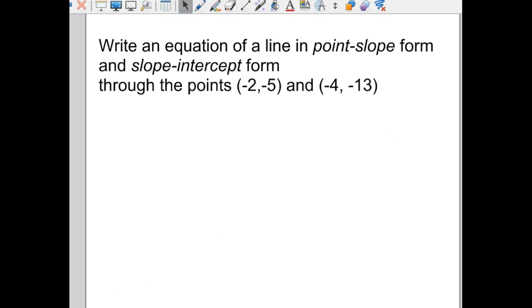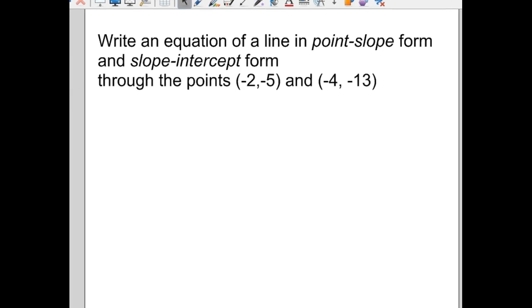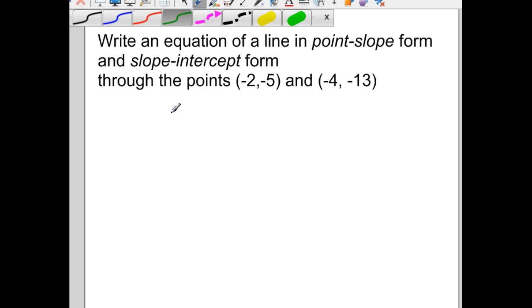Okay, write an equation of a line in point slope form and slope intercept form. So if we start with point slope form, the very first thing you need to be able to do is figure out what is a slope. You got 2 points, but you don't have a slope. So this was discussed yesterday in class. Slope formula should look something like this. It's the change in the y values, which is the rise, divided by the change in x values, which is the run. So if we call this one, for example, x1, y1, and this would be x2, y2.